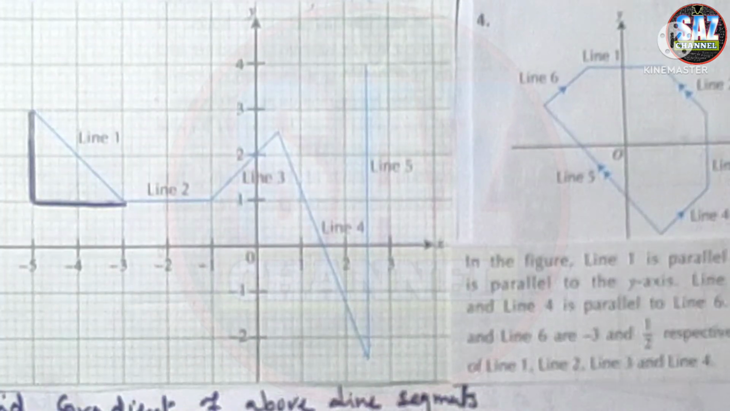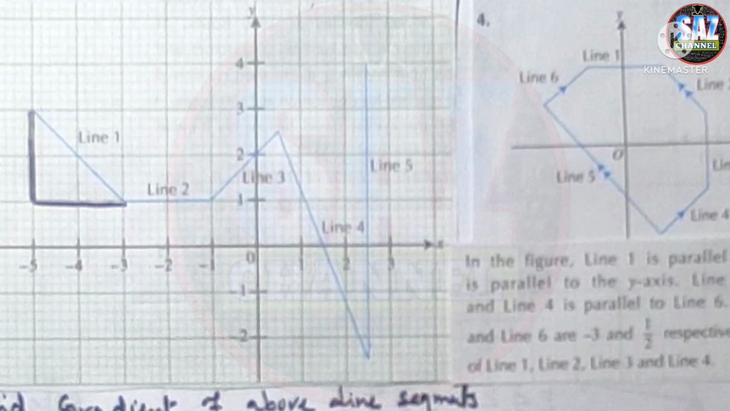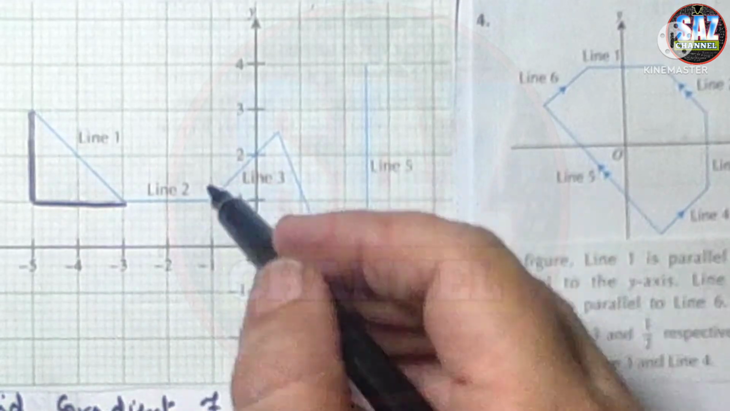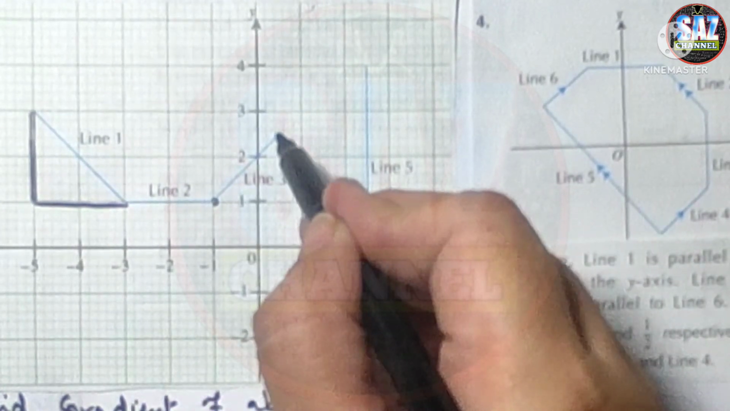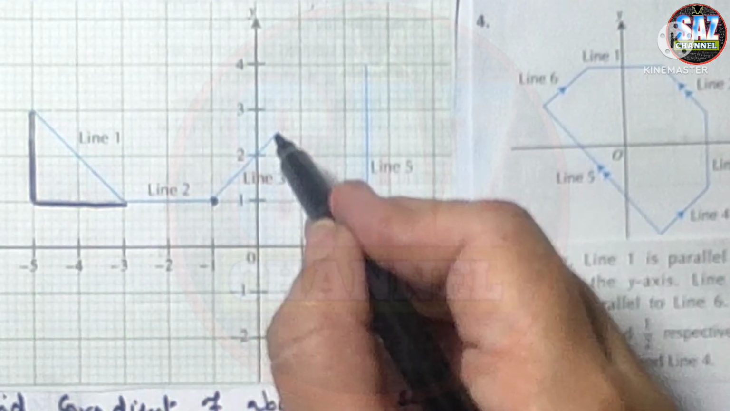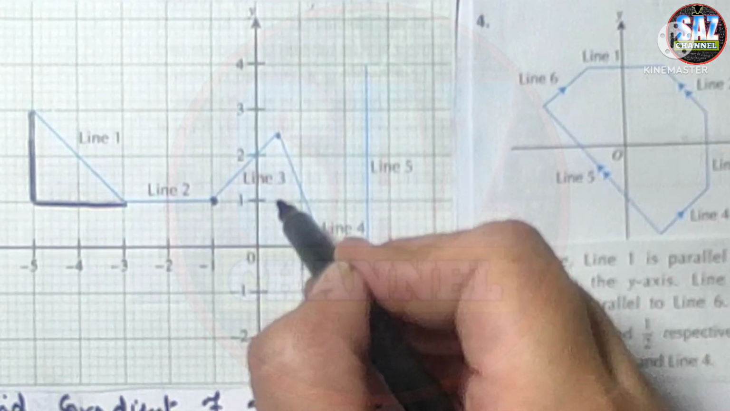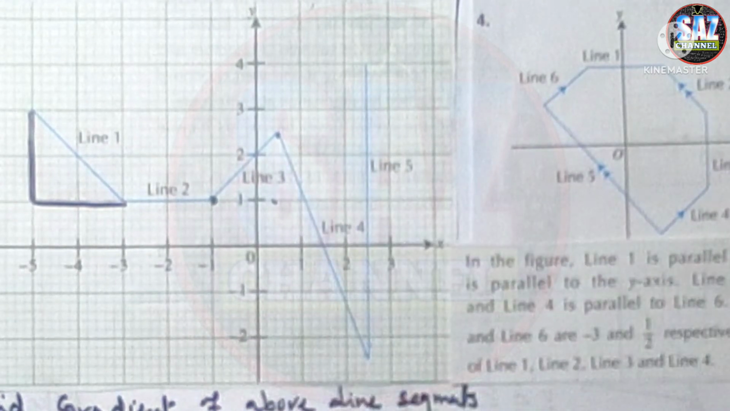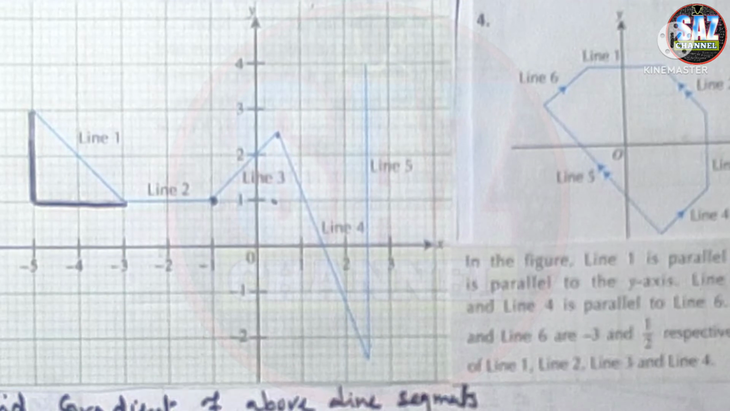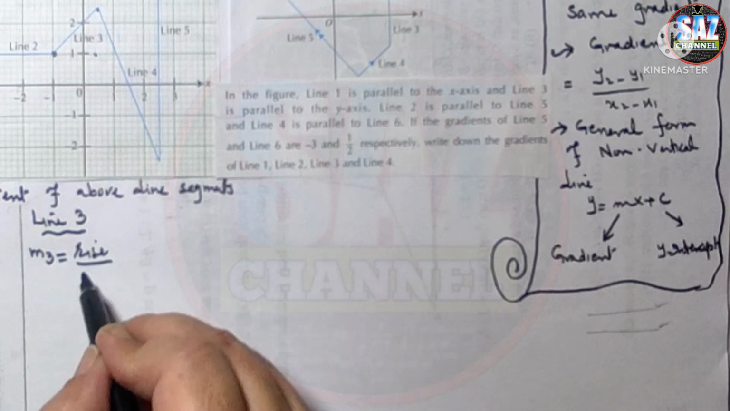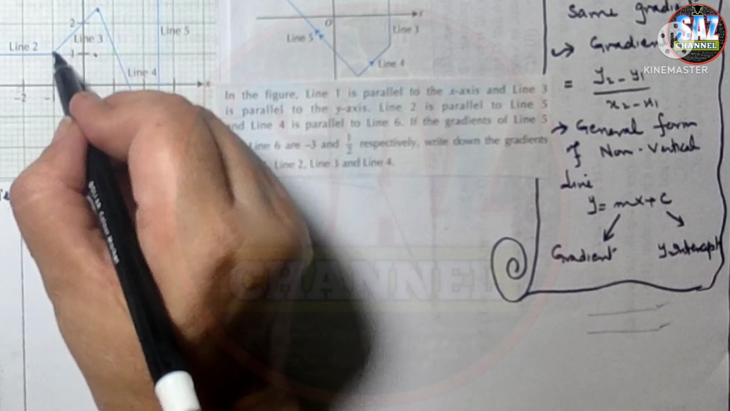Okay, moving to line 3. Again, what type of line is line 3? Line 3 is a non-vertical line, and for all non-vertical lines, we have to take the ratio of rise and run. Be careful because this is 1 unit and this point is coming in between, 1.5 upon 1.5. Let me mark the gradient of this line with M3. Rise upon run. Let me complete the triangle here.